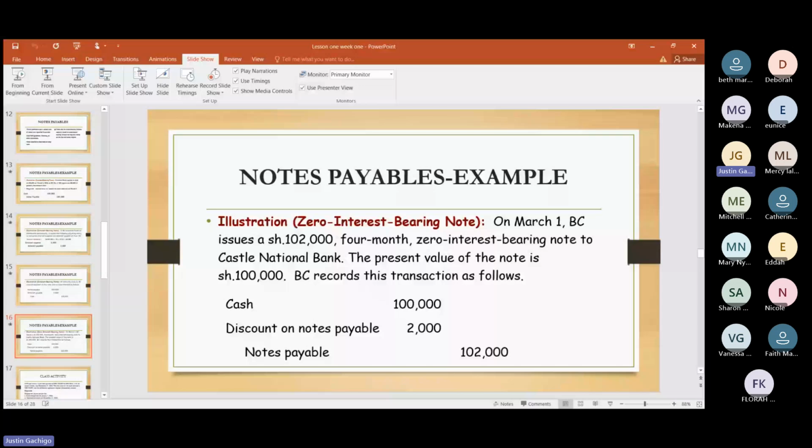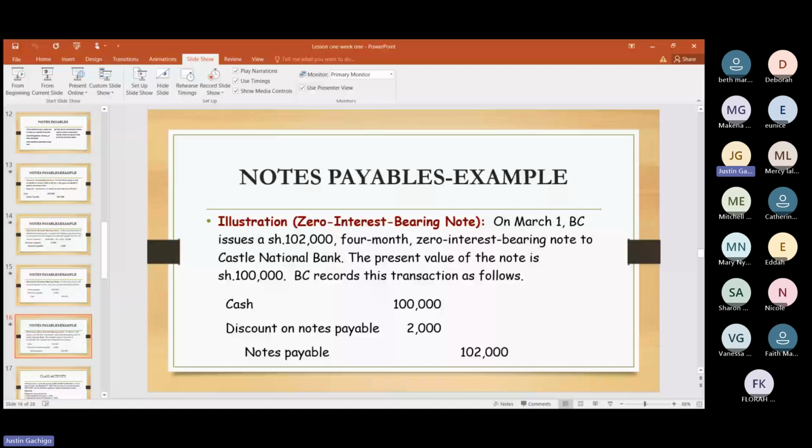The present value of the note is 100,000. So how is BC going to record this? First, BC will record what they received. So BC received 100,000. Then the note was for 102. So therefore, here is a discount on the note, and then we are going to credit the notes payable. So that is how we are going to record that transaction.